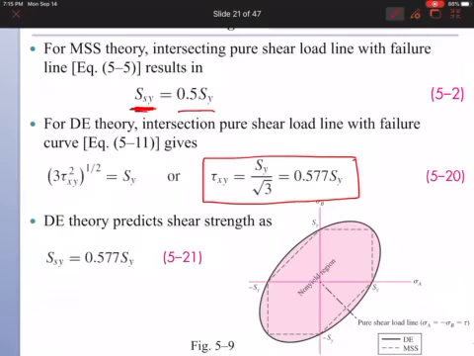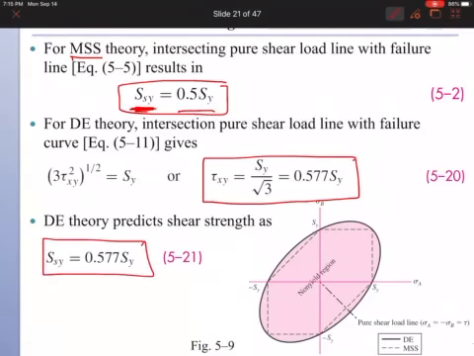You can either use half yield strength if you're using maximum shear stress, or instead of 0.5 yield strength, use 0.577 yield strength for distortion energy theory. So it's up to you. If you need more accurate results, use distortion energy theory.